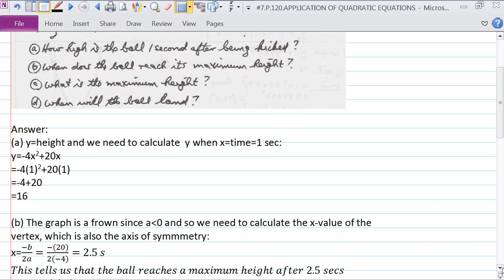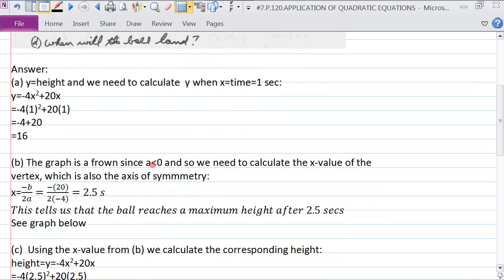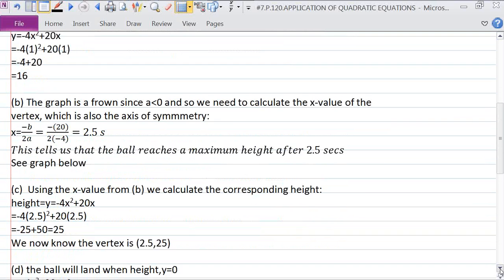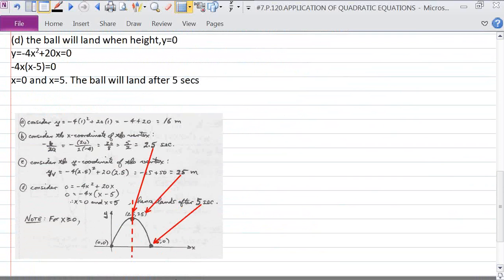Well, if you realize that the coefficient of x squared is less than 0, so this is a frown, we need to calculate the x value of the vertex. Now, if you look at the graph of this, you see the ball starts here, and then gets kicked up. Here it is maybe after 1 second, and then it reaches a maximum because the graph is a frown. So we're going to try and calculate when it reaches a maximum. And along here, you can see it reaches a maximum along the axis of symmetry.